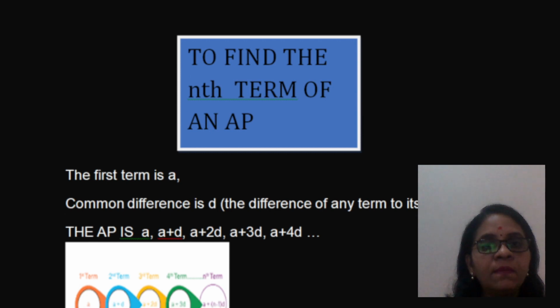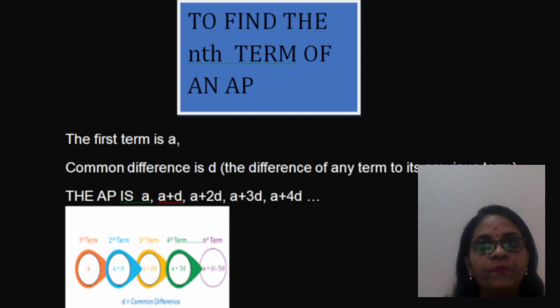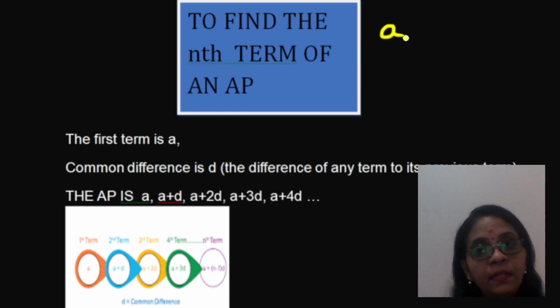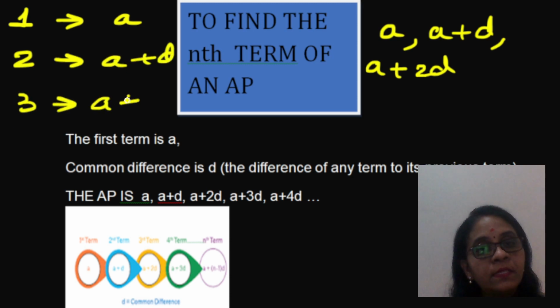So children, it's very simple. If you consider the first term as A and the common difference as D, we learned that in an AP, it is a sequence where you get the next term by adding the common difference to its preceding term. So if I add D to the first term, I get the second term. If I add one more D to the second term, I get the third term. So the first term is A, the second term is A plus D, the third term is A plus 2D.